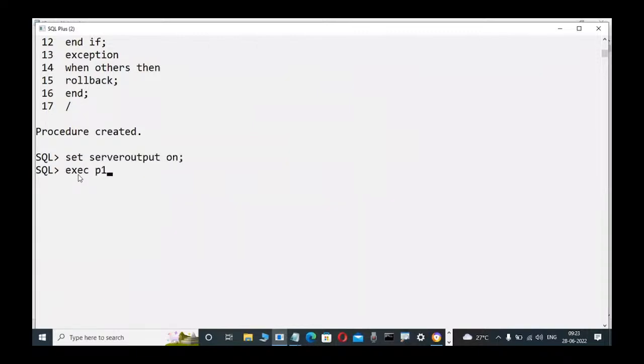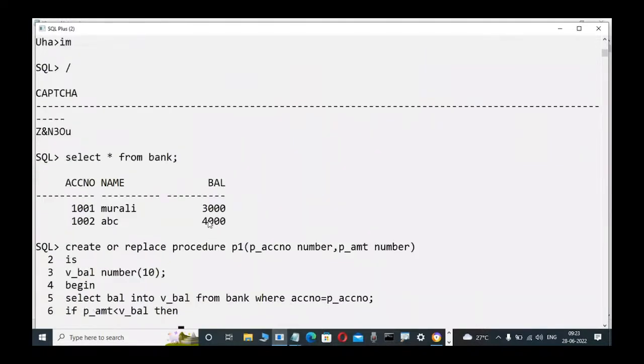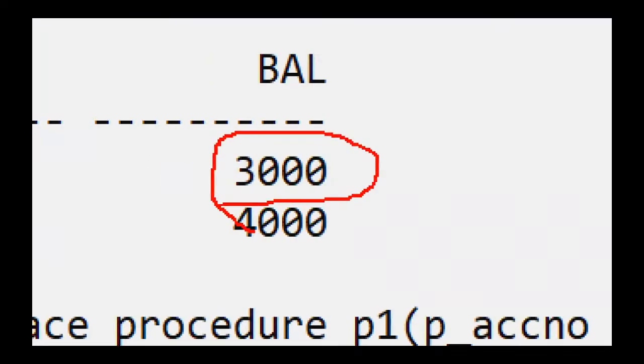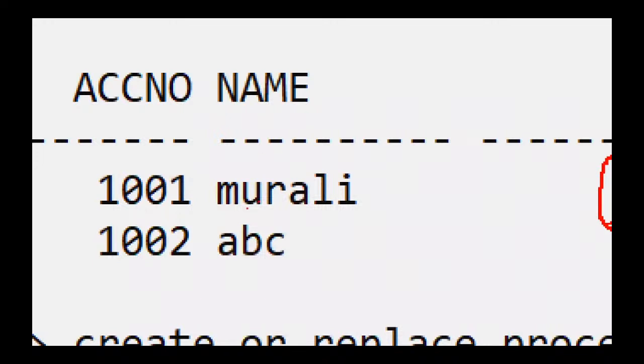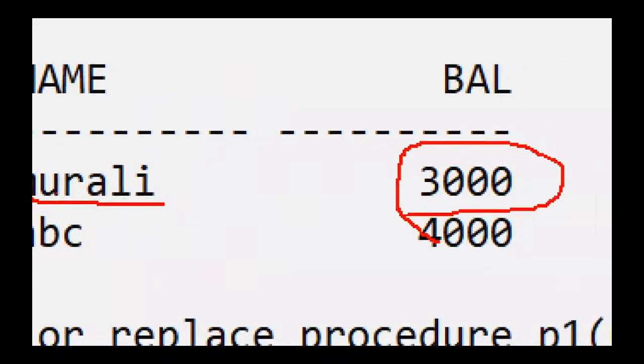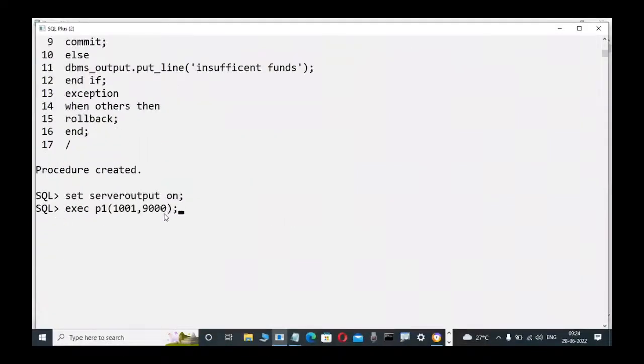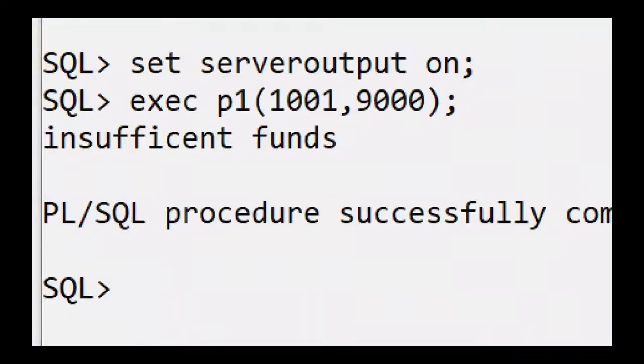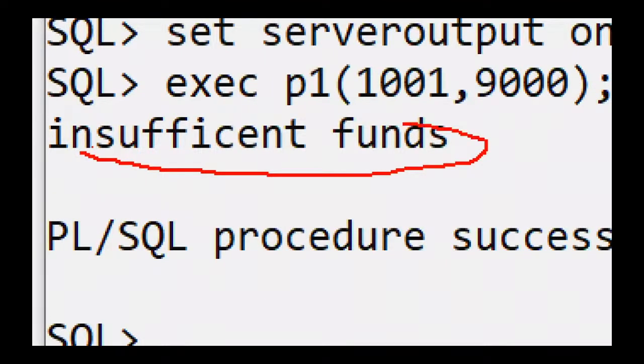Observe here: procedure, here 1001 is my account number. Now I try to withdraw 9,000 rupees. Possible? No, not possible. 9,000 rupees is more than the 3,000 rupees available balance. My account number is 1001, and Murali is the account holder name. Now 3,000 rupees are there. From this account number, I try to withdraw 9,000 rupees. It won't work. It will give the message insufficient funds.